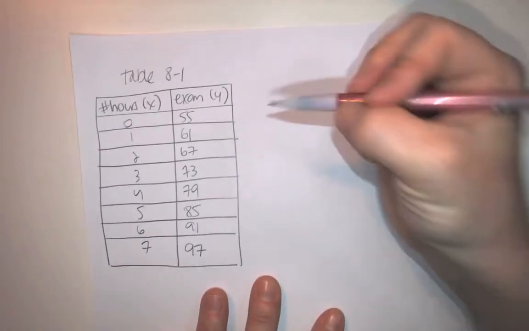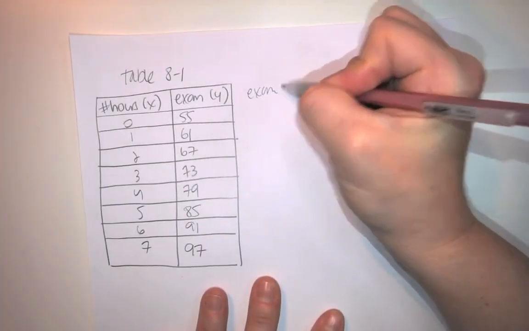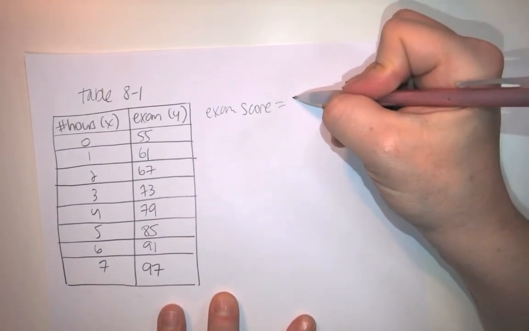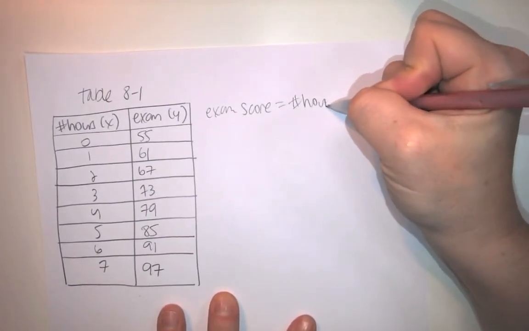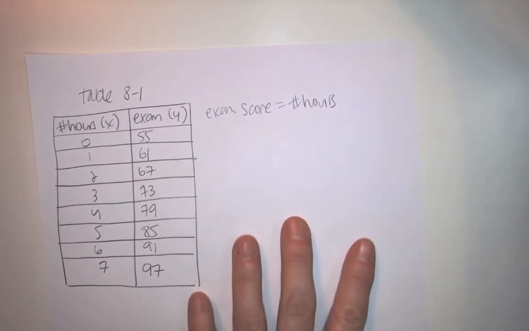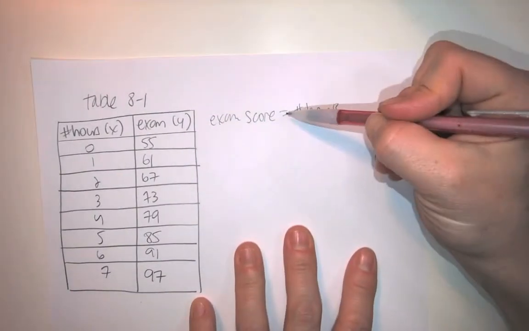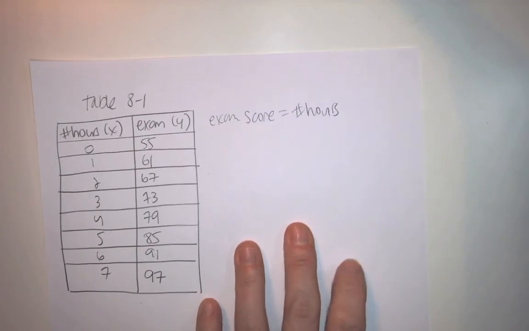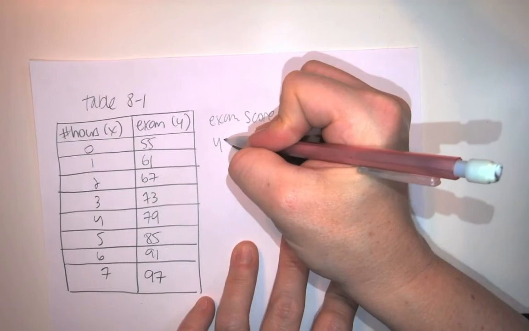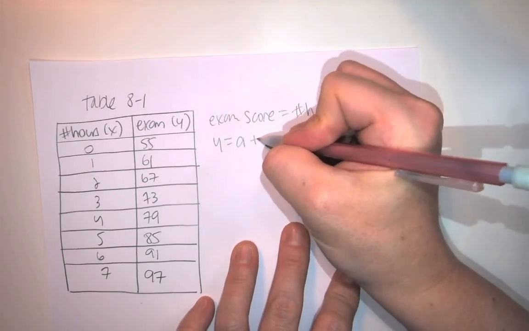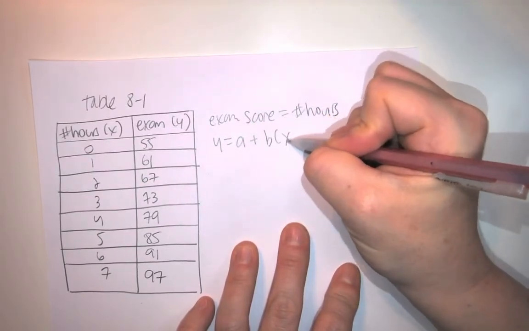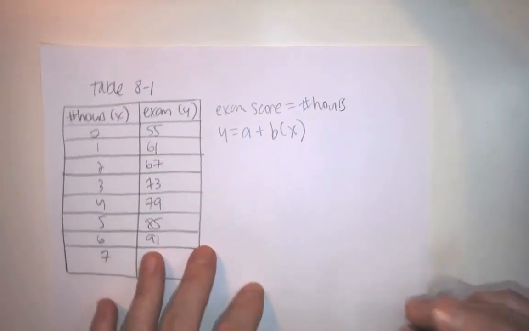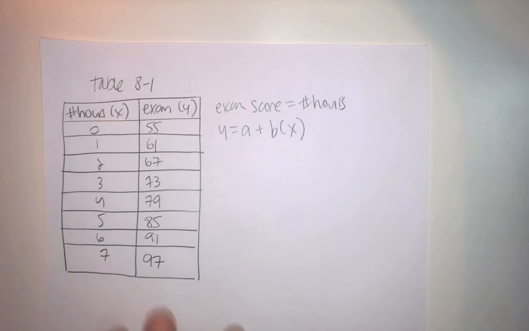So we're going to draw out our quick equation. Exam score is equal to number of hours studying. That's our research hypothesis. And now let's use the regression line equation: Y equals A plus B times X. When you're looking at this, it is somewhat confusing.